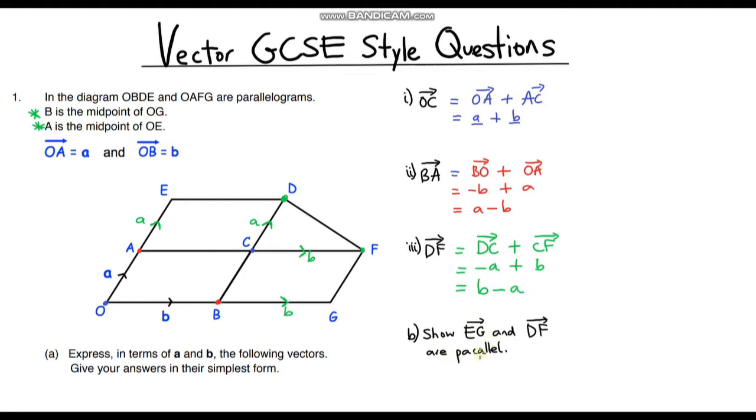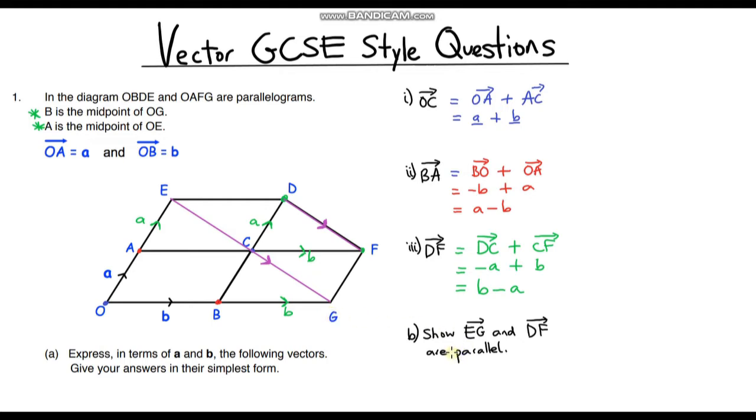Okay, now let's look at part B. It says show that vector EG and vector DF are parallel. So let's first of all draw these two lines in. So I've drawn our two vectors in, DF and EG. Now we need to show that they're parallel.